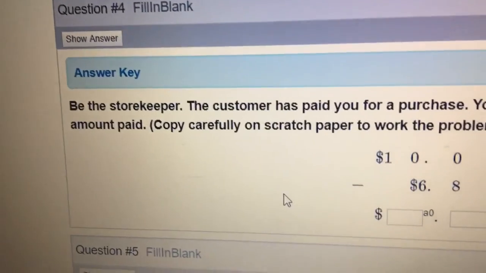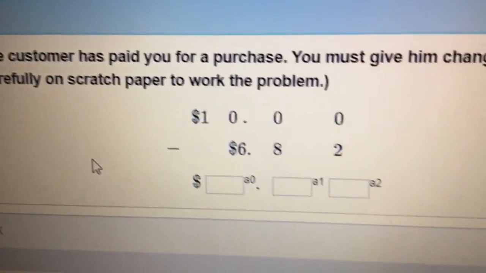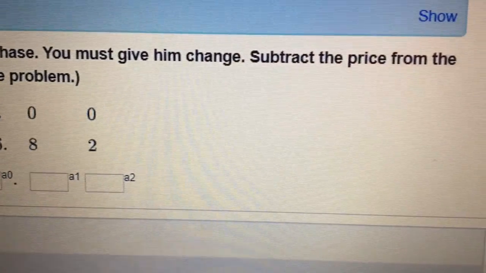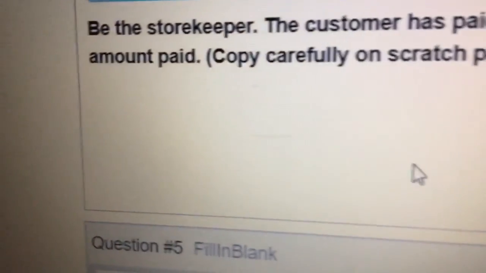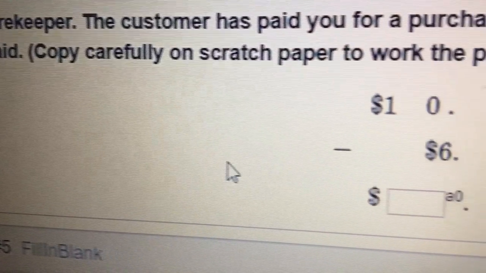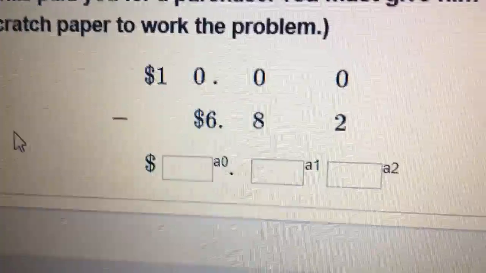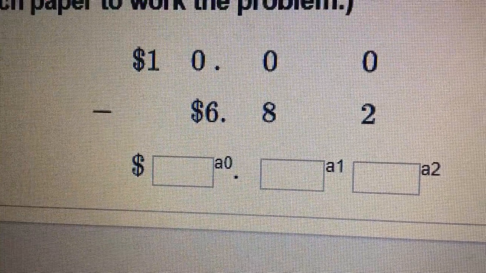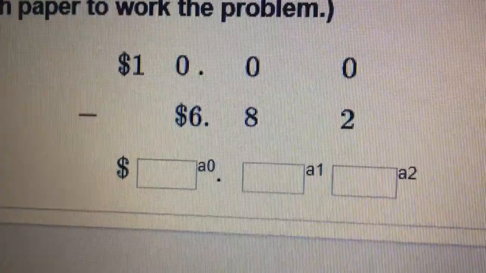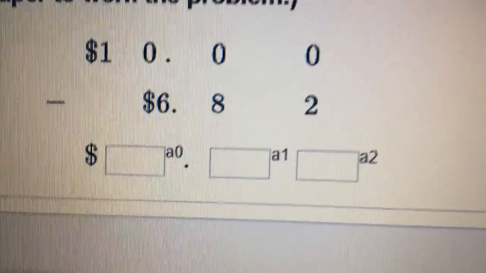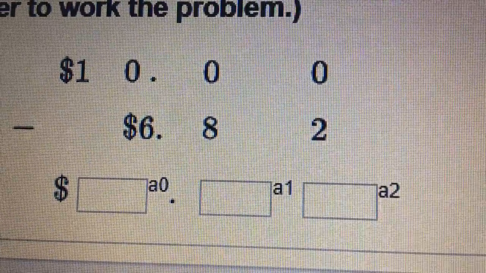Question 4. Be the storekeeper. The customer has paid you for a purchase. You must give him change. Subtract the price from the amount paid. Copy carefully on scratch paper to work out the problem. $10 minus $6.82. You have to work that out, and then you're gonna have to type the answer into those boxes.